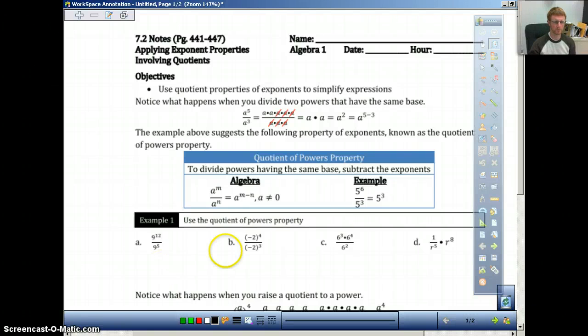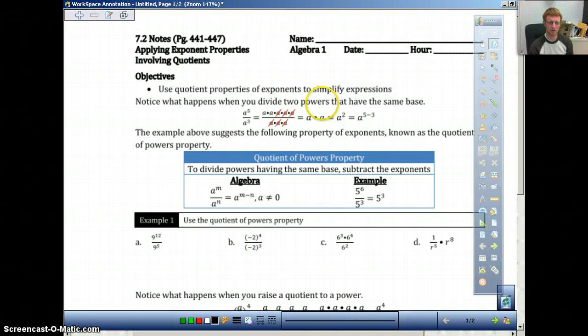All right, so this is 7.2 in Algebra. We are going to continue on with our exponents here. And what we're doing is applying exponent properties involving quotients. So in section one, we talked about applying exponent properties involving products, multiplication. Now we're going to do it with division.